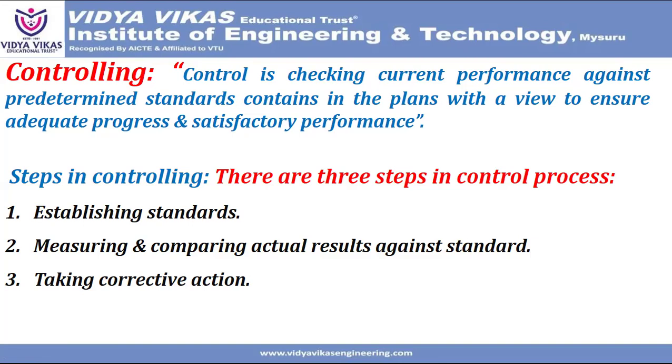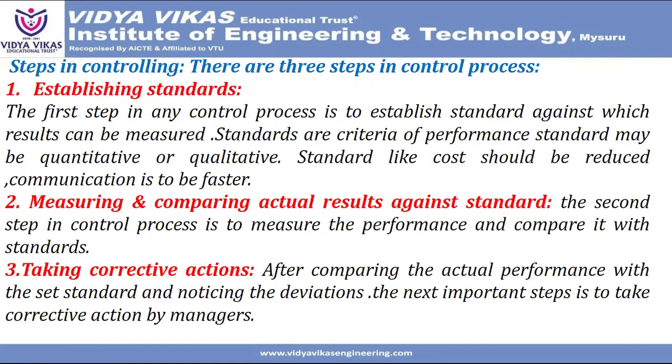Steps in controlling. There are 3 steps in the controlling process: establishing standards, measuring and comparing actual results against standards, and taking corrective action. What do you mean by establishing standards? The first step in any control process is to establish standards against which results can be measured. Standards are criteria of performance. Standards may be quantitative or qualitative, like cost should be reduced, communication is to be faster.